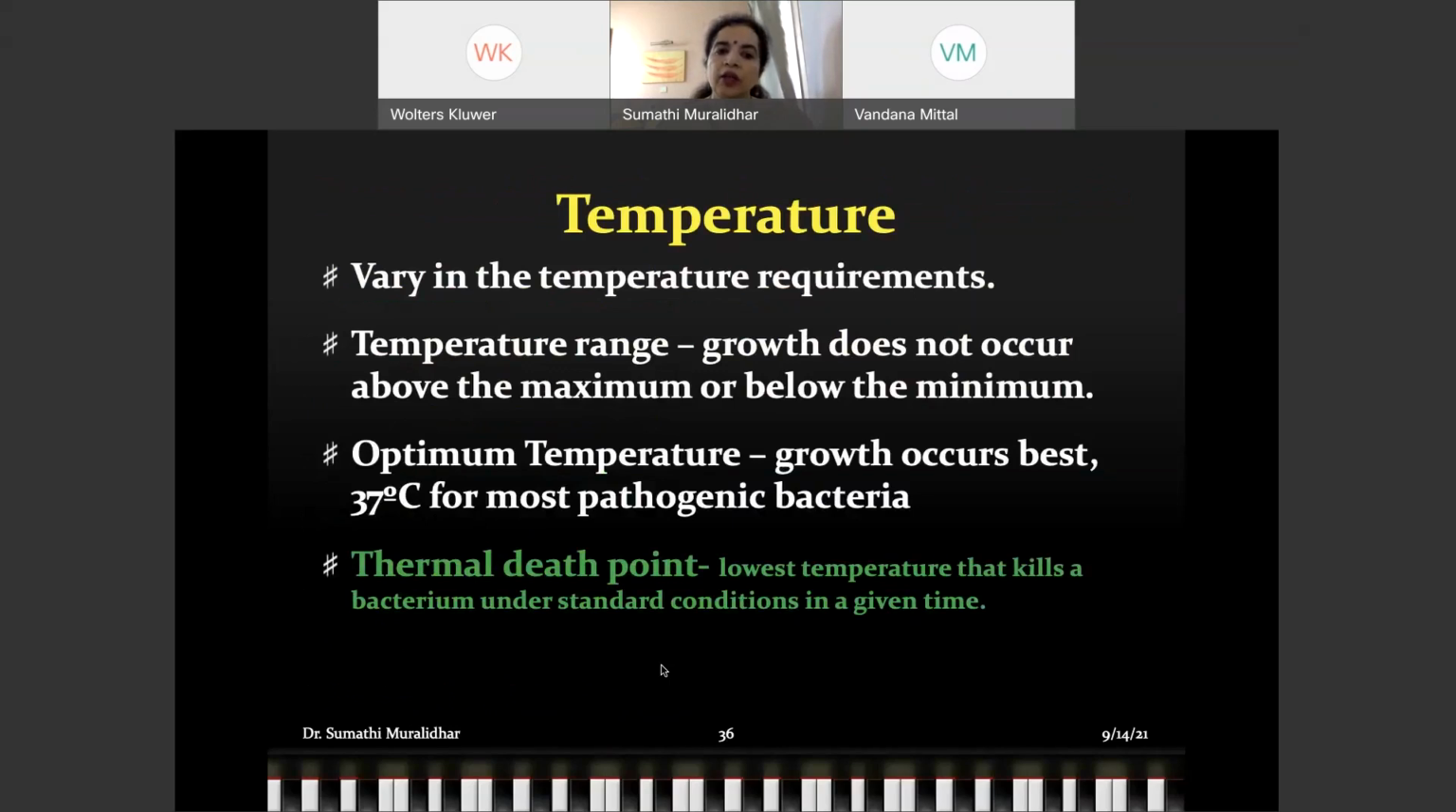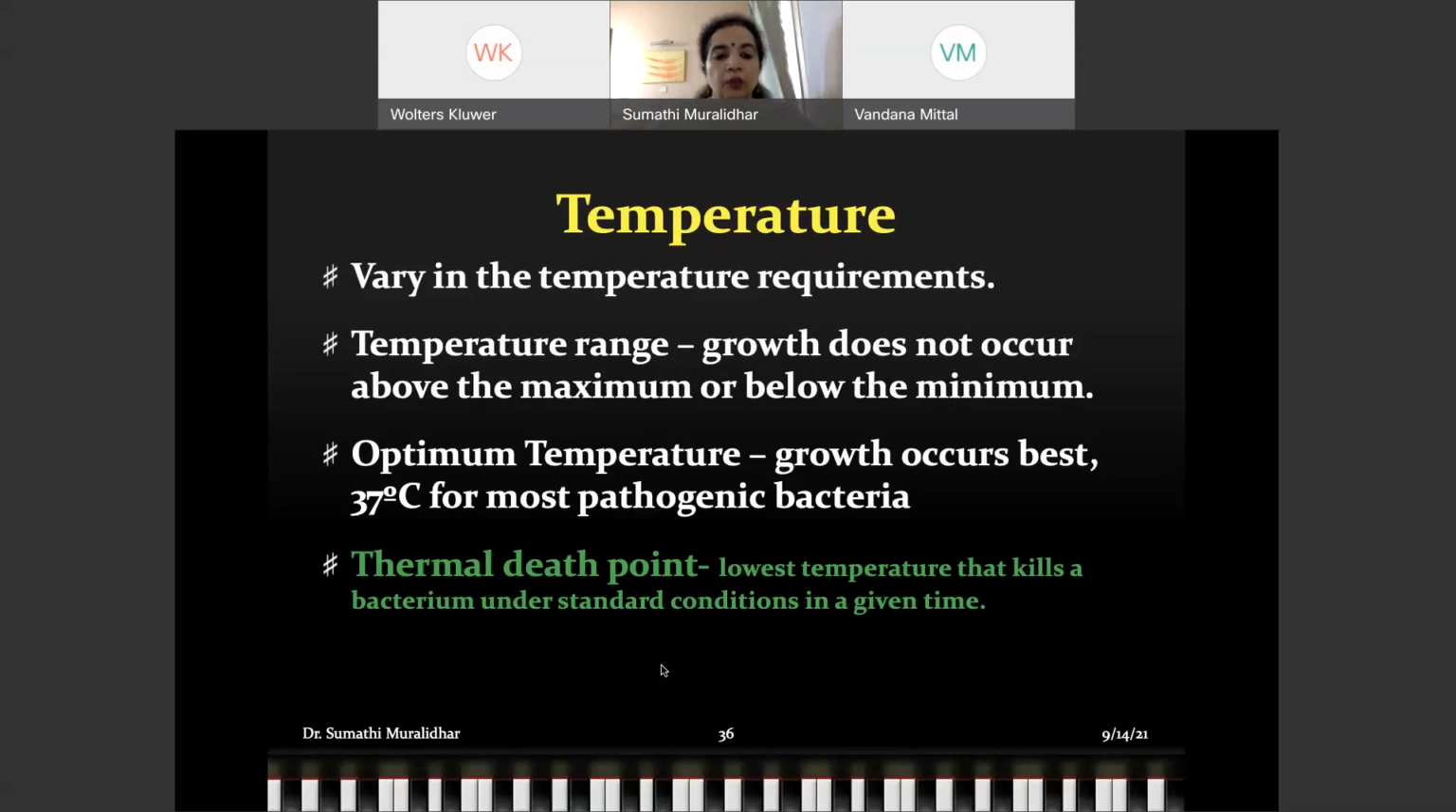The temperature: varying temperature requirements are there in different bacteria. Some of them grow at high temperatures, some of them at low temperatures, but optimum temperature is when the growth occurs maximally and the best growth occurs. Usually, most of the bacteria which are of medical importance grow around 37 degrees centigrade. Why? Because the human body temperature is around 37 degrees centigrade. So if they have to infect our bodies and thrive in our bodies, they should be capable of growing at that temperature.